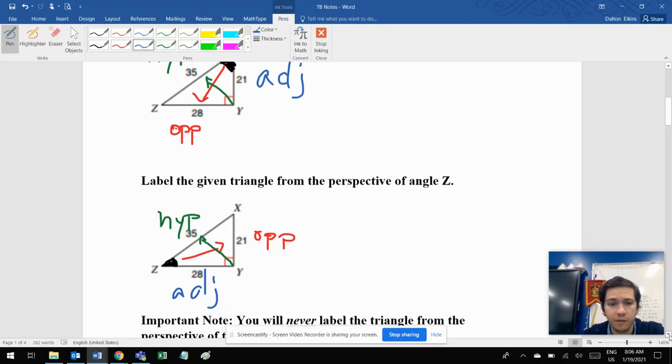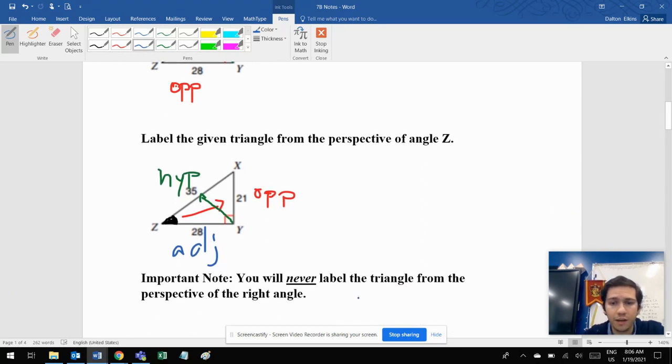So perspective is everything. An important note: you will never label the triangle from the perspective of the right angle. So angle Y is not something that we'll look at here. Why, you might ask? Because its opposite is the 35, and the hypotenuse is also the 35. So we actually would be double labeling something, which we don't want to do.